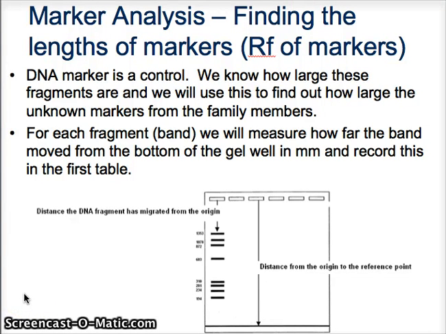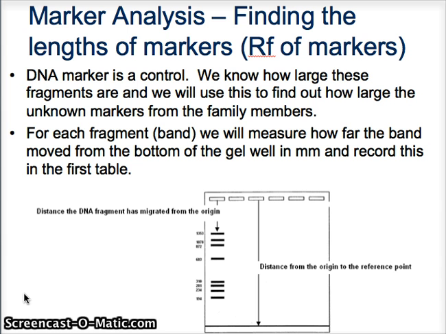All right, so I talked about what the control was. So now we're going to find out. We're going to use this control to find out how to make a curve. So we already know all these. We're going to make a line to figure out the unknowns. So how do we make this line?